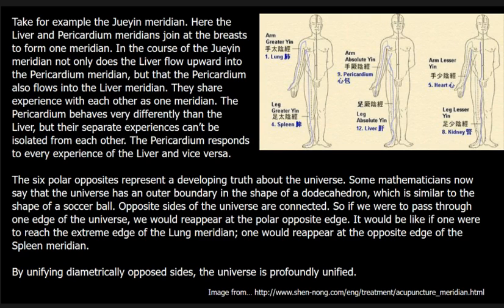The six polar opposites represent a developing truth about the universe. Some mathematicians now say that the universe has an outer boundary in the shape of a dodecahedron, which is similar to the shape of a soccer ball and similar to the shape of the spherical meridian flow. Opposite sides of the universe are connected. So if we were to pass through one edge of the universe, we would reappear at the polar opposite edge. It would be like if one were to reach the extreme edge of the lung meridian, one would reappear at the opposite edge of the spleen meridian, since they are on the same division. By unifying diametrically opposed sides, the universe is profoundly unified.